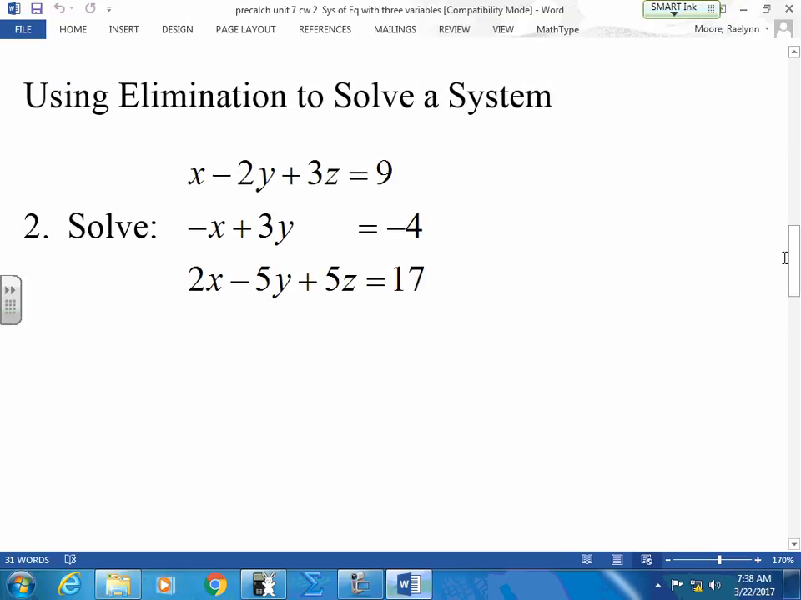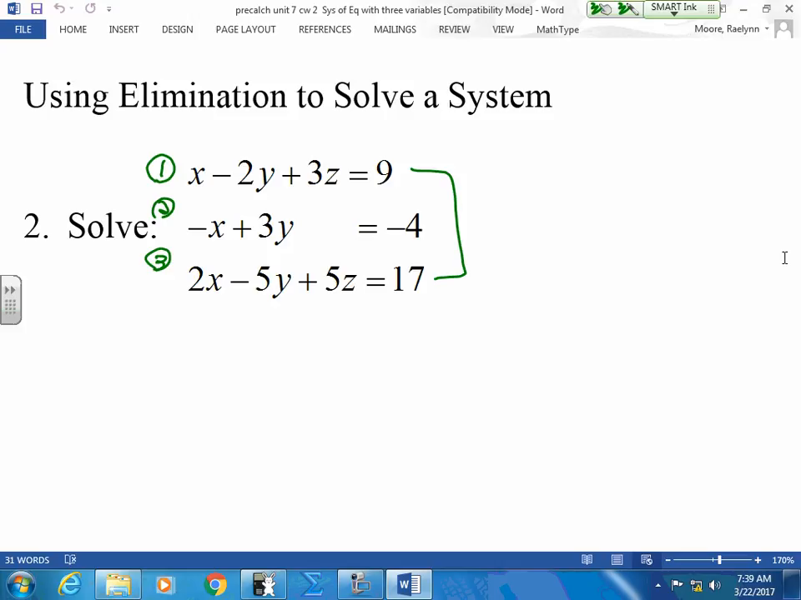Okay, now, what you want to do when you do this is make sure your variables are lined up. This is your elimination system. Now, sometimes we have one that's missing a variable. So if I can work with these two and eliminate this missing variable, then I'll have two equations with two variables. So a nice way to do this is always start by numbering your equations.